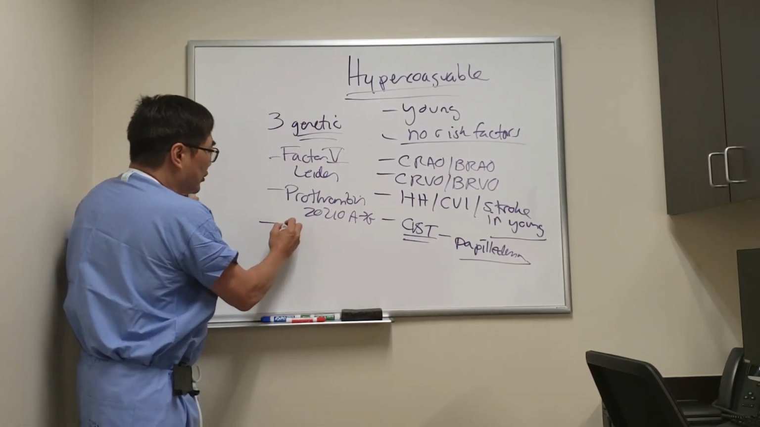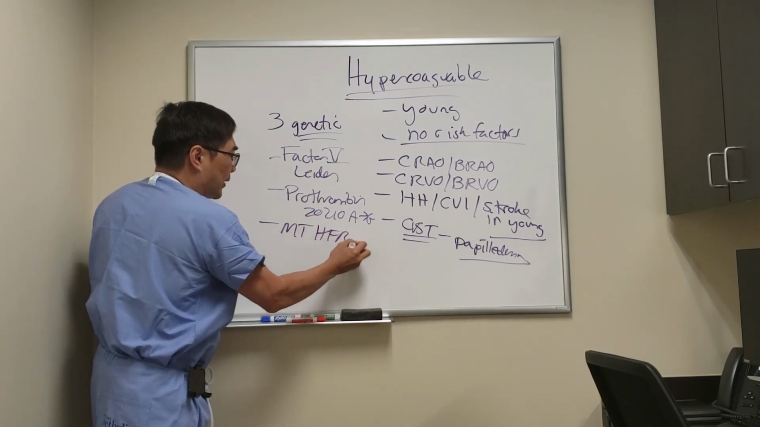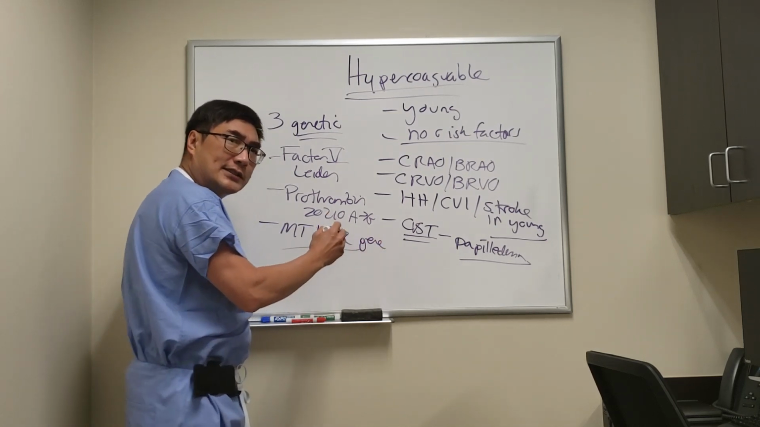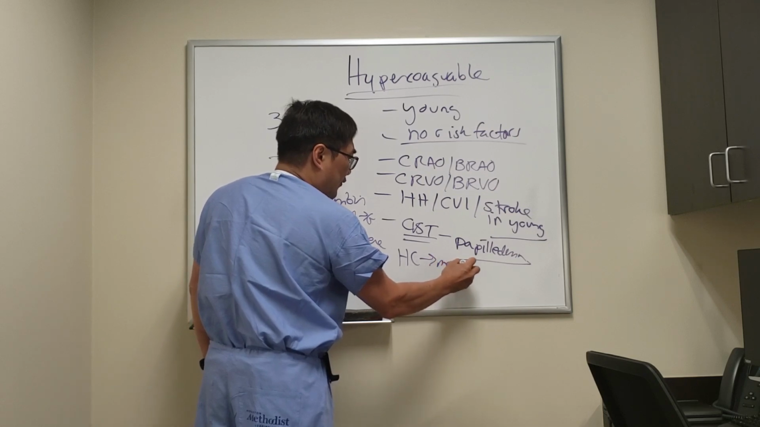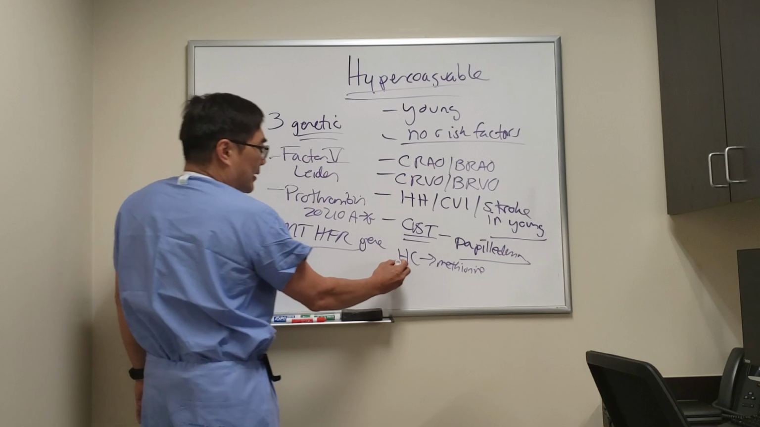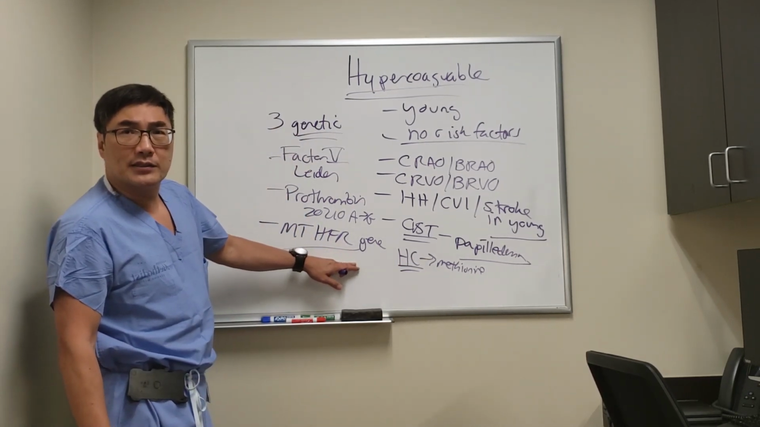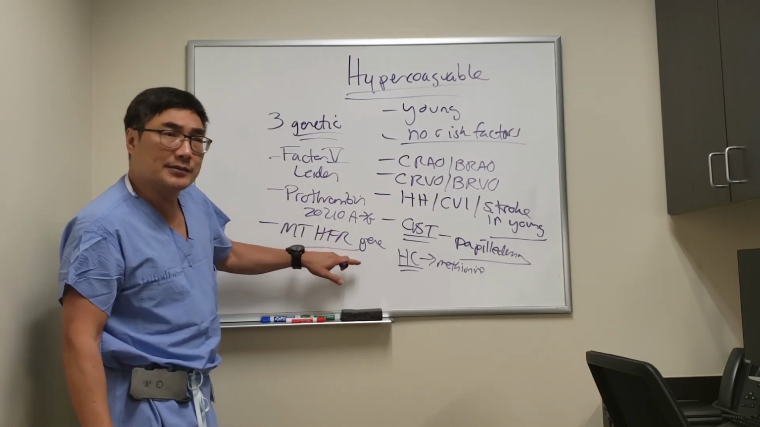There's also abnormalities in the methylene tetrahydrofolate reductase gene, which is involved in the conversion of homocysteine to methionine. And that is, of course, a folate dependent pathway because the methylene donor is from the dihydrofolate to tetrahydrofolate, and that enzyme is methylene tetrahydrofolate reductase.